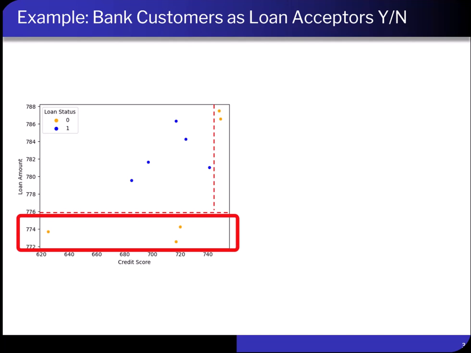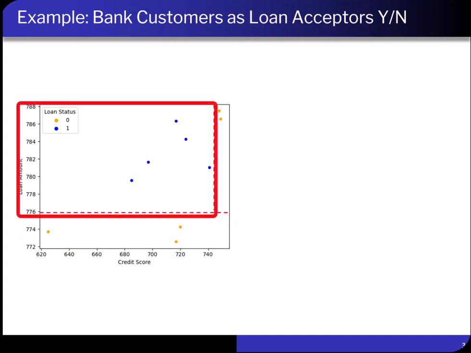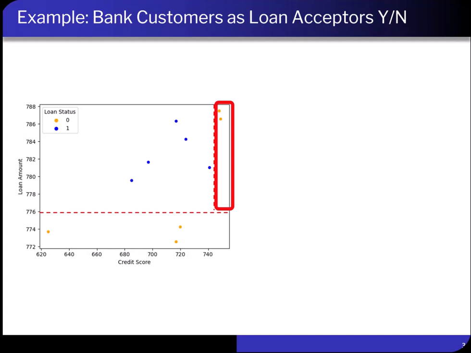This is the first group. The first group is composed of three data points, all of which are orange, non-acceptors. The second group is composed of 5 customers, which are all blue. These are acceptors. And the third group is composed of 2 individuals, which are all non-acceptors.